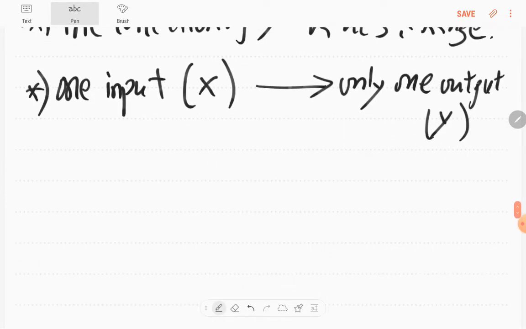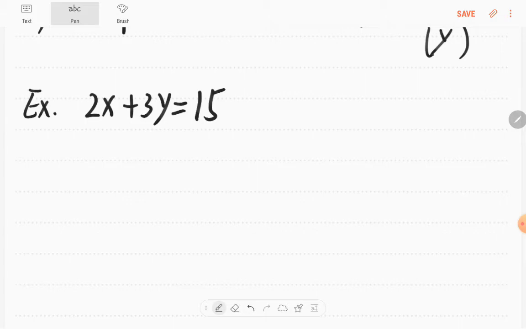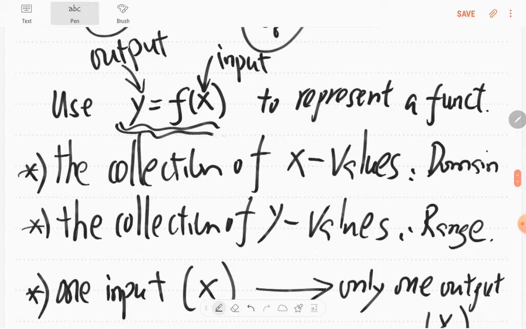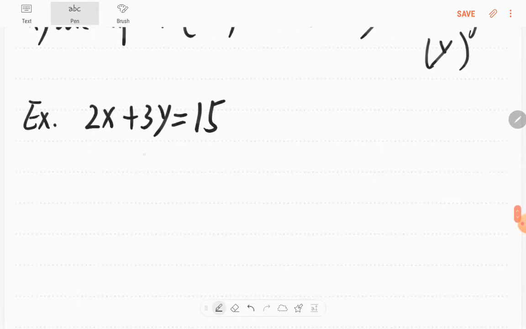Okay, so now let's look at this example. If you can write y in terms of x, then it's a function, right? So let's look at this one: 2x plus 3y equals 15. Now let's try to find this form. We want to determine if this one represents a function. So we solve for y.